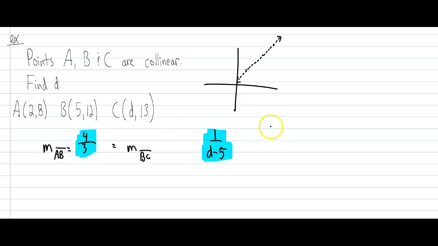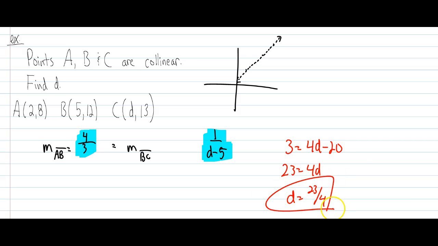So if we set those equal to each other and then cross multiply, we'll get 3 is equal to 4d minus 20. Add 20 to both sides, and then divide by 4, so d is equal to 23/4. Real quick check of that to make sure that it makes sense.